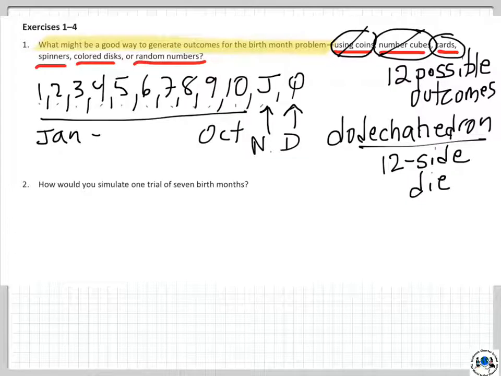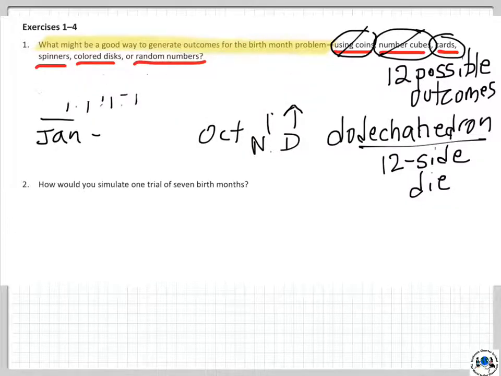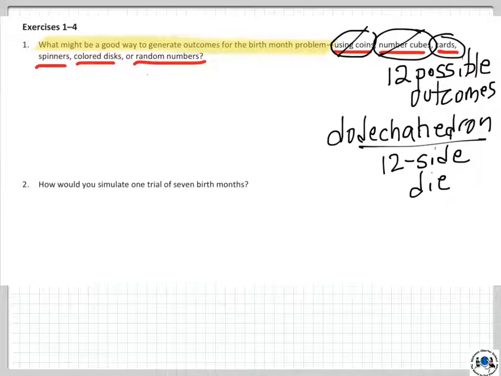You could use cards, and you could use spinners if you had a 12 segment spinner. It had to be fair. Colored discs, oh boy, I guess you could. 12 discs could work. We could write the names of the months on them, or we can even put numbers on them, 1 through 12, to represent the month. So we could indeed use colored discs, 12 of those marked.